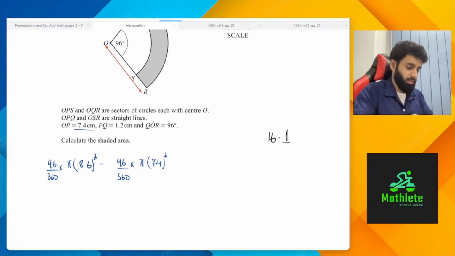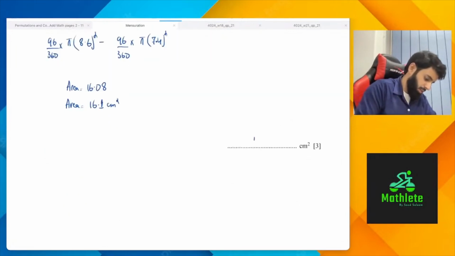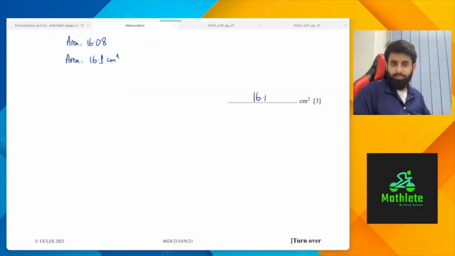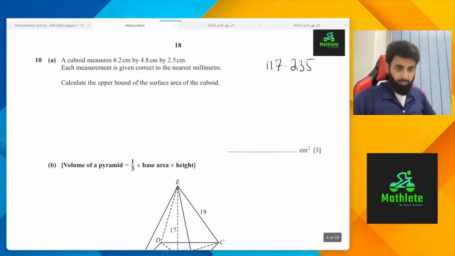Okay, so let's work this out, see what we get. So pi into 8.6 ka square minus pi into 7.4 squared, okay, into 96 divided by 360. Okay, so we're looking at 16.08. So shaded area is equals to 16.08, which correct to three significant figures is going to be 16.1 centimeter square. वैसे तो यहाँ पे यूनिट दिया हुआ होता है, आपको लिखना नहीं होता, ठीक है, but yeah, it's just a good habit.